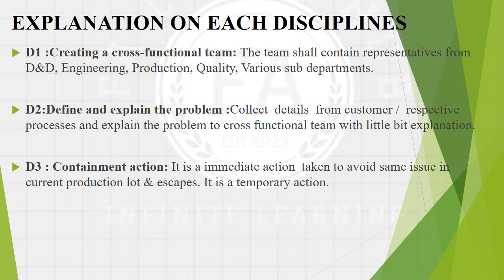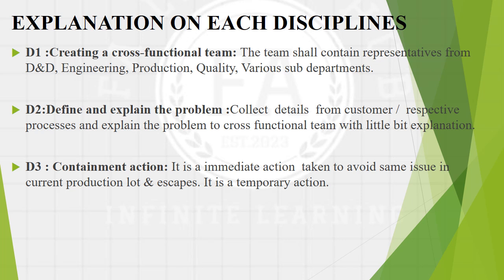So if the defect is related to purchase, one representative shall be from purchase. If the defect is related to warehouse, there shall be one representative from warehouse or stores. Okay, so once we form the cross-functional team, we go to the second step or second discipline, which is D2, define and explain the problem.